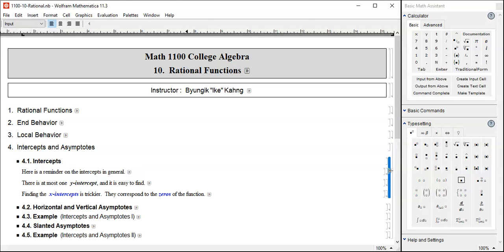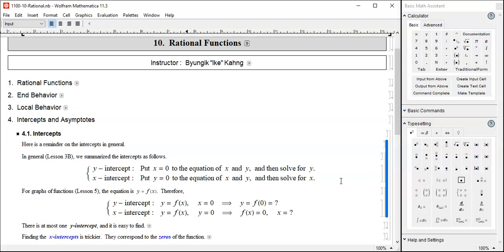Okay, intercepts. This is how we describe intercepts in chapter 2 of our textbook, or lesson 3b in terms of my lesson notebooks. For y-intercept, plug in x equals 0 and solve for y. X-intercept, put y equal to 0 and solve for x. The reason? The y-intercept is a y-coordinate value where the curve hits the y-axis. So here's the y-axis, so x-coordinate is 0. That's why. For x-intercept, vice versa.